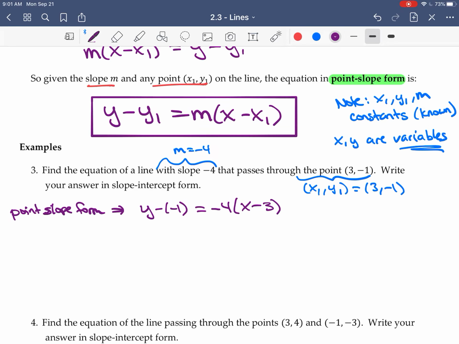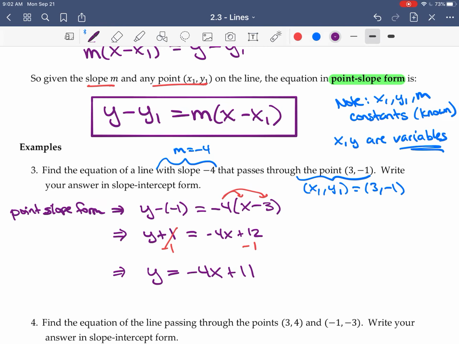Now, what I want to do is simplify this to turn it into slope intercept form. So y minus -1, that's actually y plus 1. And then I can expand the -4 through. So I get -4x plus 12. And then I can subtract 1 from both sides. So that will give me y is equal to -4x plus 11 here.